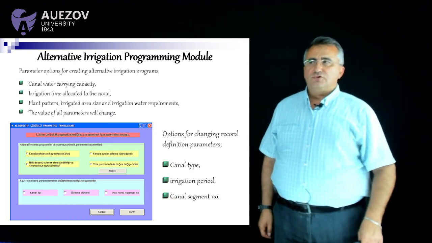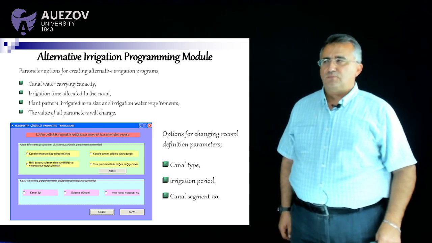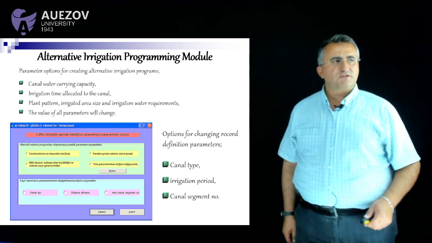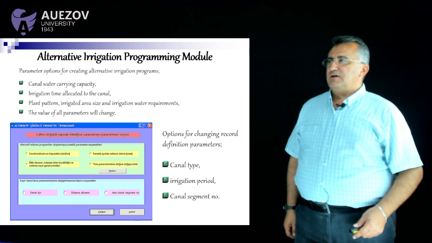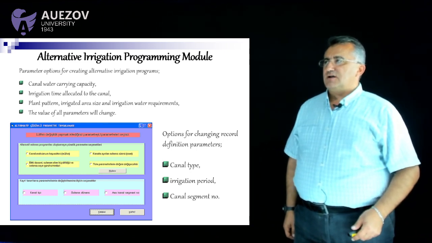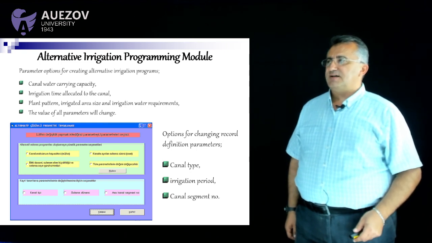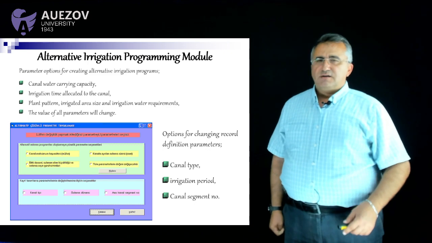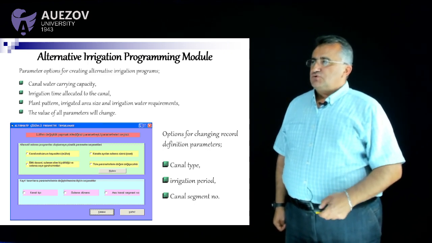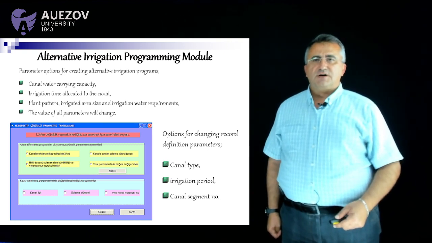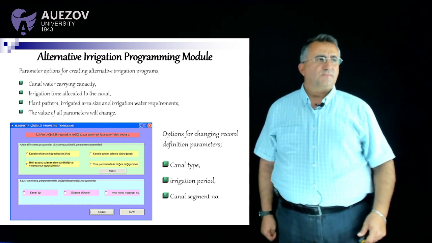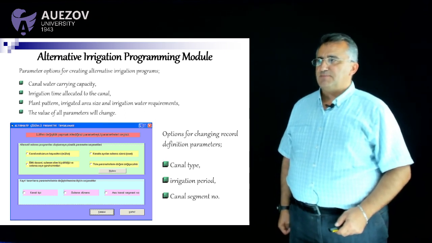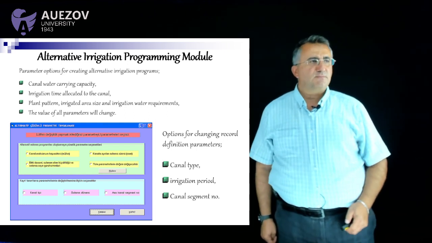And the other module is the alternative irrigation programming module. Parameter options for creating alternative irrigation programs. This module is used for this purpose: canal water carrying capacity, irrigation time allocated to the canal, plant pattern, irrigated area size, and irrigation water requirements. The value of all parameters will change. This module is used for creating alternative solutions by changing all the components of the system. Options for changing record definition parameters are also canal type, irrigation period, and canal segment number.